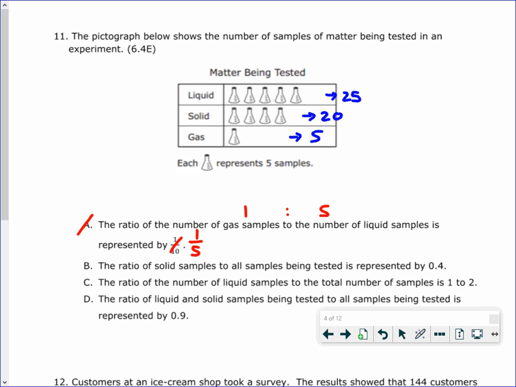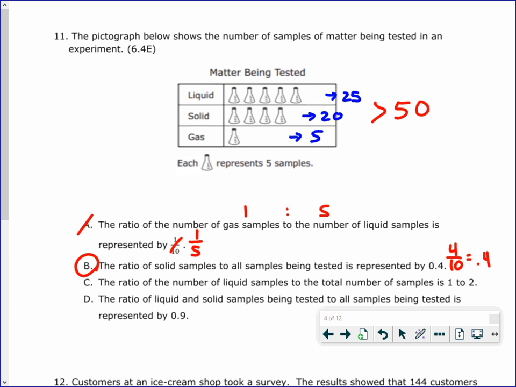The ratio of solid samples to all the samples being tested is represented by 0.4. So solid is 4. I'm just using the pictures right now. They may want us to do the total, but it doesn't look like they want us to use the total, so we'll be fine. In this case, solid is 20 out of 50. So there's 50 total. So it'd be 20 out of 50, or you can just do 4 out of 10. I'm just going to do it the easier way. 4 out of 10, which we all know is 4/10. So that one looks right.